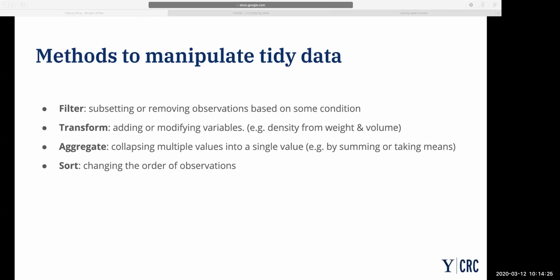And so some of the things you might do to data once it's already tidy is the filtering that I mentioned before. So you can subset based on questions, or remove observations based on some condition, whether it is bad data, outliers that you feel comfortable removing, etc. You can transform your data. So say you measured weight and volume, you can add another variable, such as density, in a relatively straightforward manner.